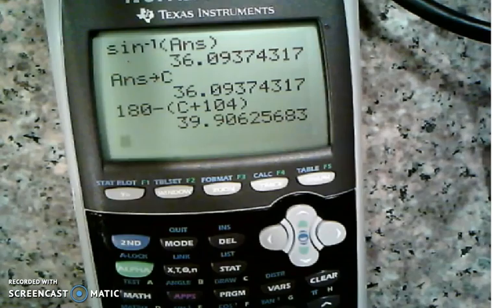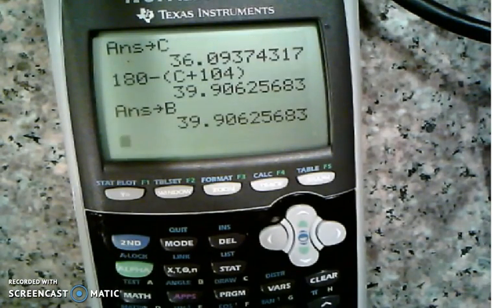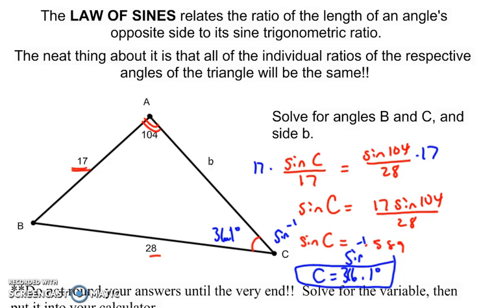I'm going to go ahead and store that while I'm thinking of it as angle B. Enter. So about 39.9 for angle B. Notice I'm using capital letters for the angles, and for the sides I am using lowercase letters. Please do the exact same. Have we solved for everything? No, we have not solved for side b.